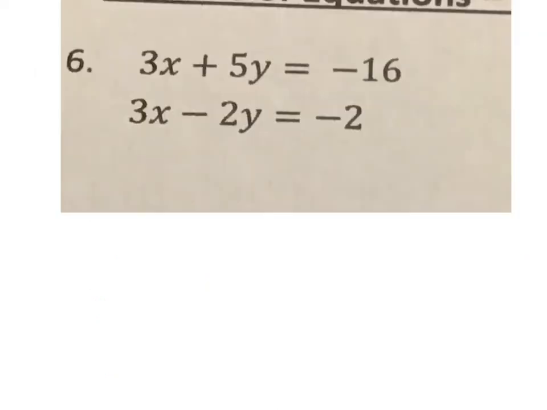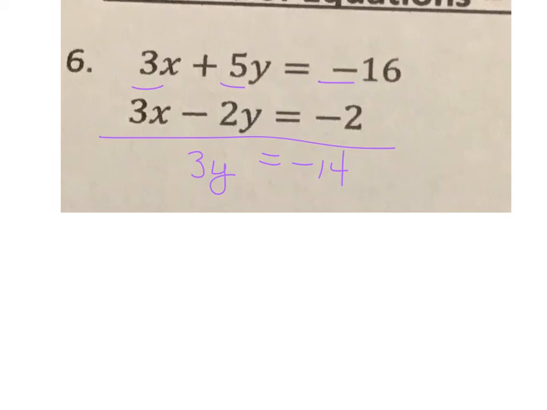Done. Number 6 says solve this system, but it doesn't tell us how to do it, so that means you can do any method you want. Well, I noticed that both of these are already in standard form and nice and lined up. I would use elimination. I already have a variable that's the same, so I would just subtract, and this gives me 3x minus 3x is gone. 5y minus 2y is 3y. Negative 16 minus negative 2 is negative 14.